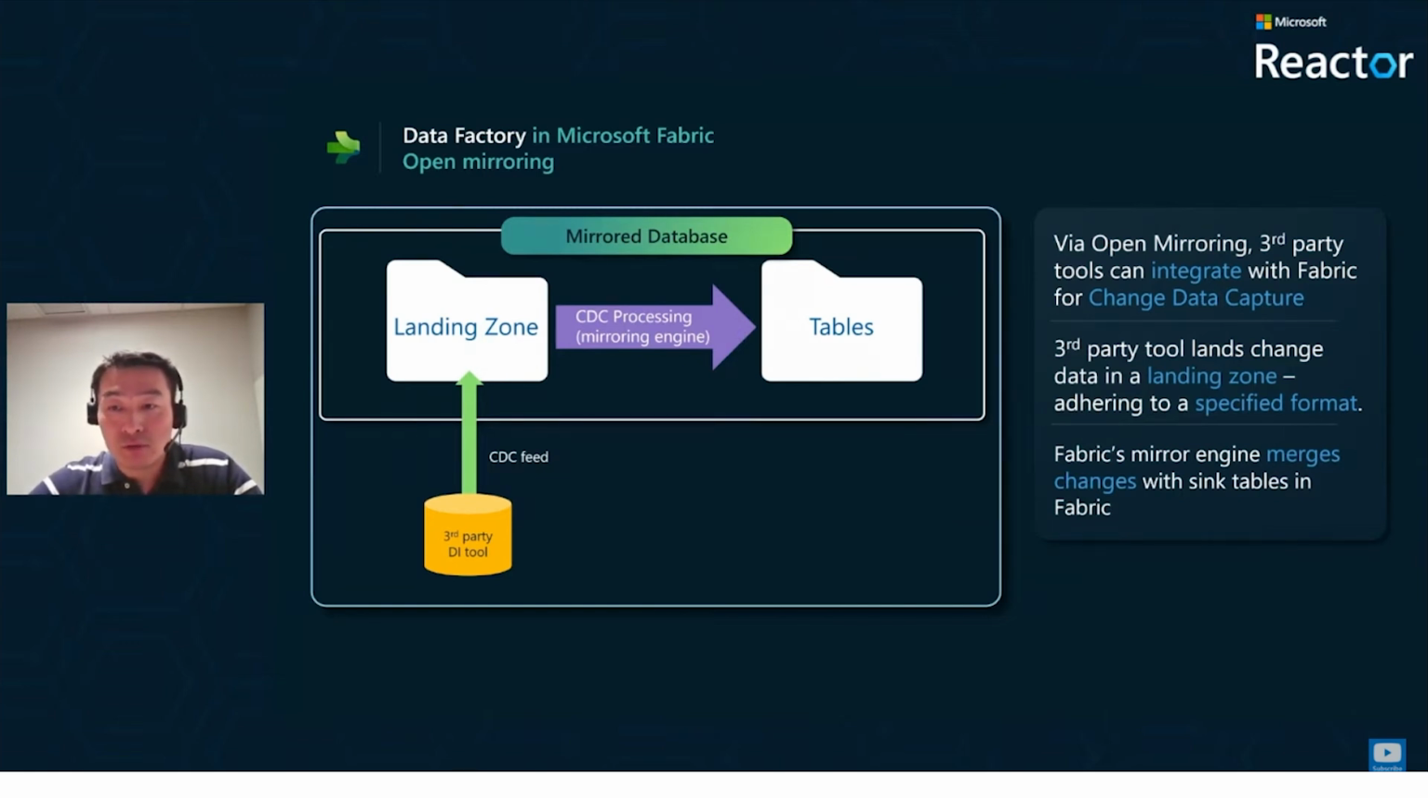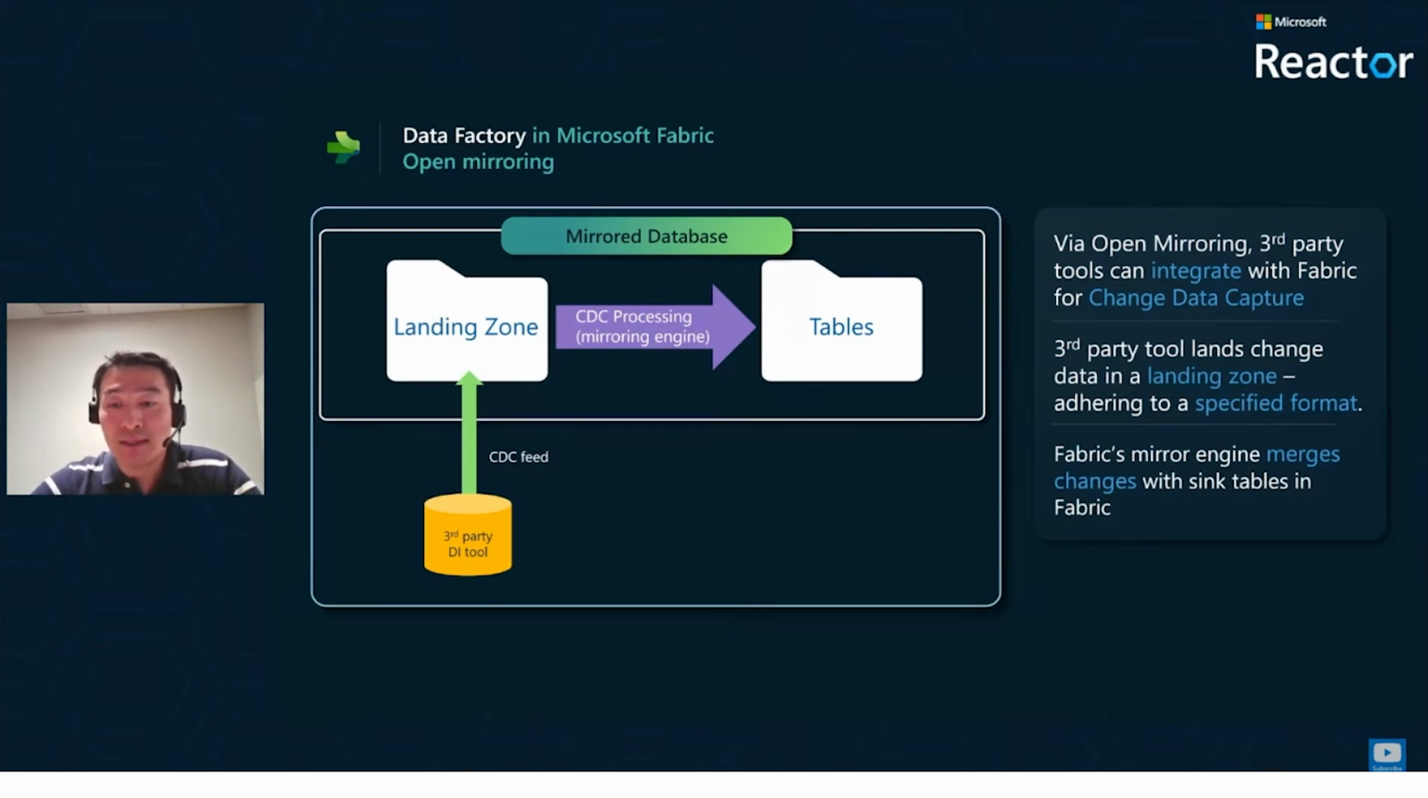So previously, we required a dedicated connector for each data source, meaning we had to create a connector for every single source we wanted to support for database mirroring. With open mirroring, any third-party tool or custom application can now integrate directly into open mirroring, making the process much more flexible. So here is how it works at a high level, in 2 steps.